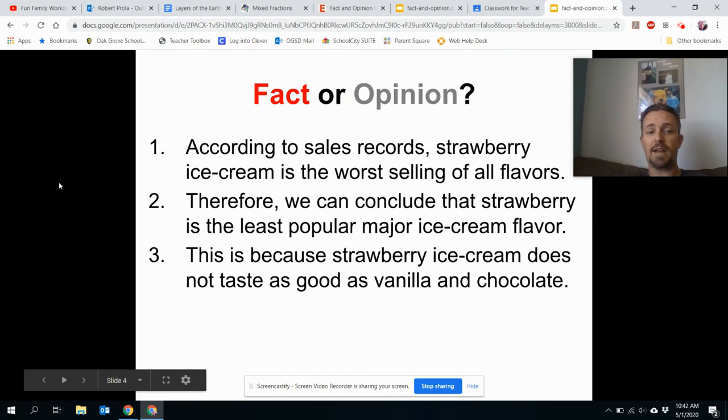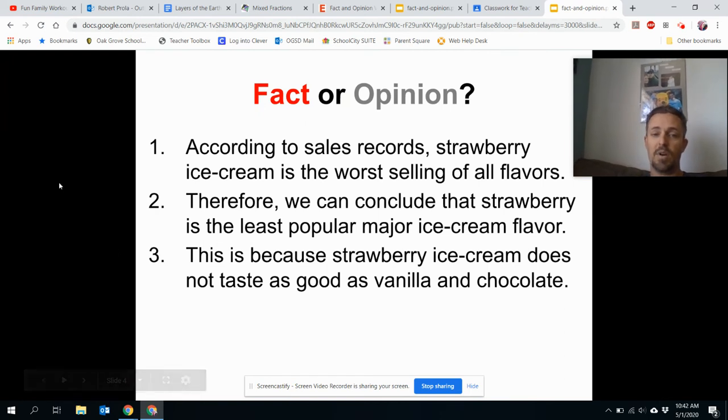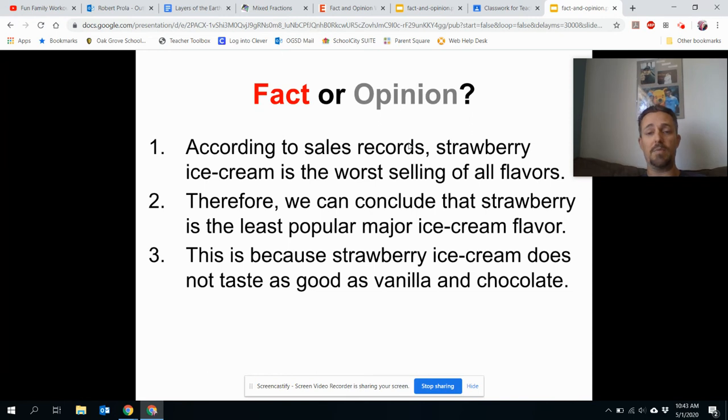Moving right along, fact or opinion. Number one, according to sales records, strawberry ice cream is the worst selling of all flavors. Well, you're going to find out that that is a fact because you can actually look up those sales records and find out if it's right or wrong. Okay? Number two, therefore, we can conclude that strawberry is the least popular major ice cream flavor.